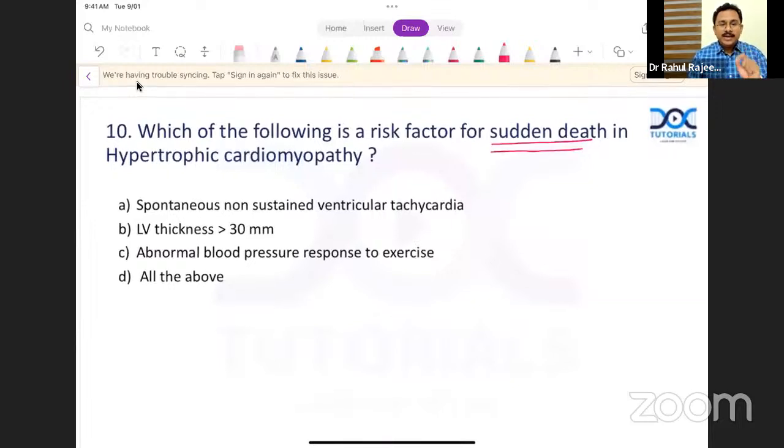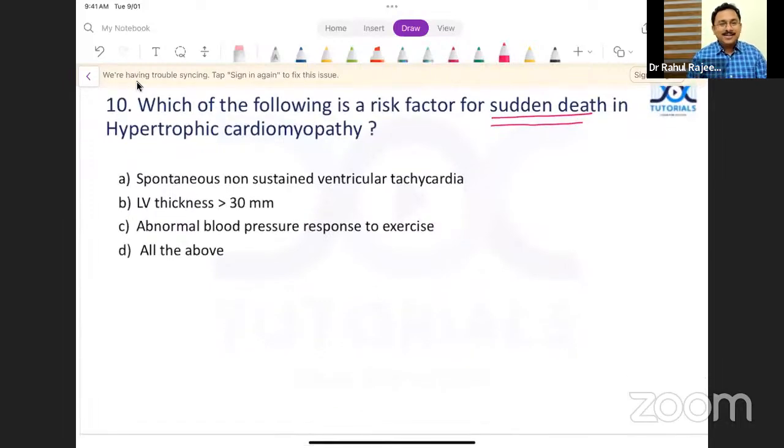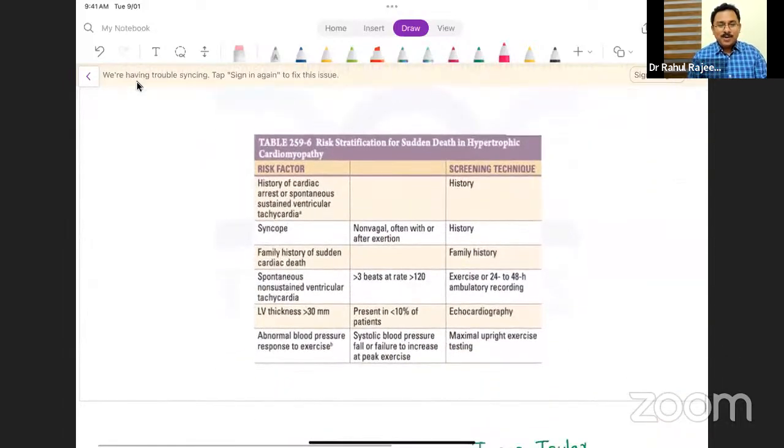So, which of the following is the risk factor? Option A, spontaneous non-sustained ventricular tachycardia. Option B, left ventricular thickness more than 30 millimeter. Option C, abnormal blood pressure response to exercise. And option D, all the above. Now, I'm sure the all-the-above option looks very teasing, but yes, here that is the answer. All the above is the answer.